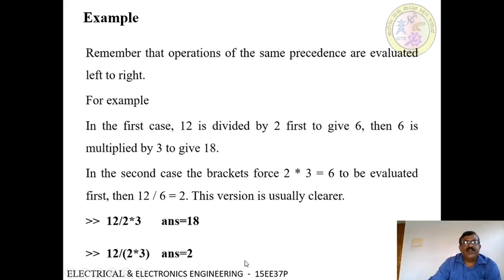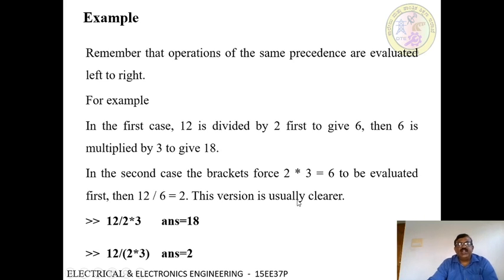Here is an example: 12 by 2 into 3. In the second case, 2 into 3 will be in the parenthesis. In the first case, 12 is divided by 2 first to give 6. Then the 6 is multiplied by 3 to give 18. In the second case, the brackets force 2 into 3 to be evaluated first, so the answer is 6, then 12 divided by 6 equals 2.